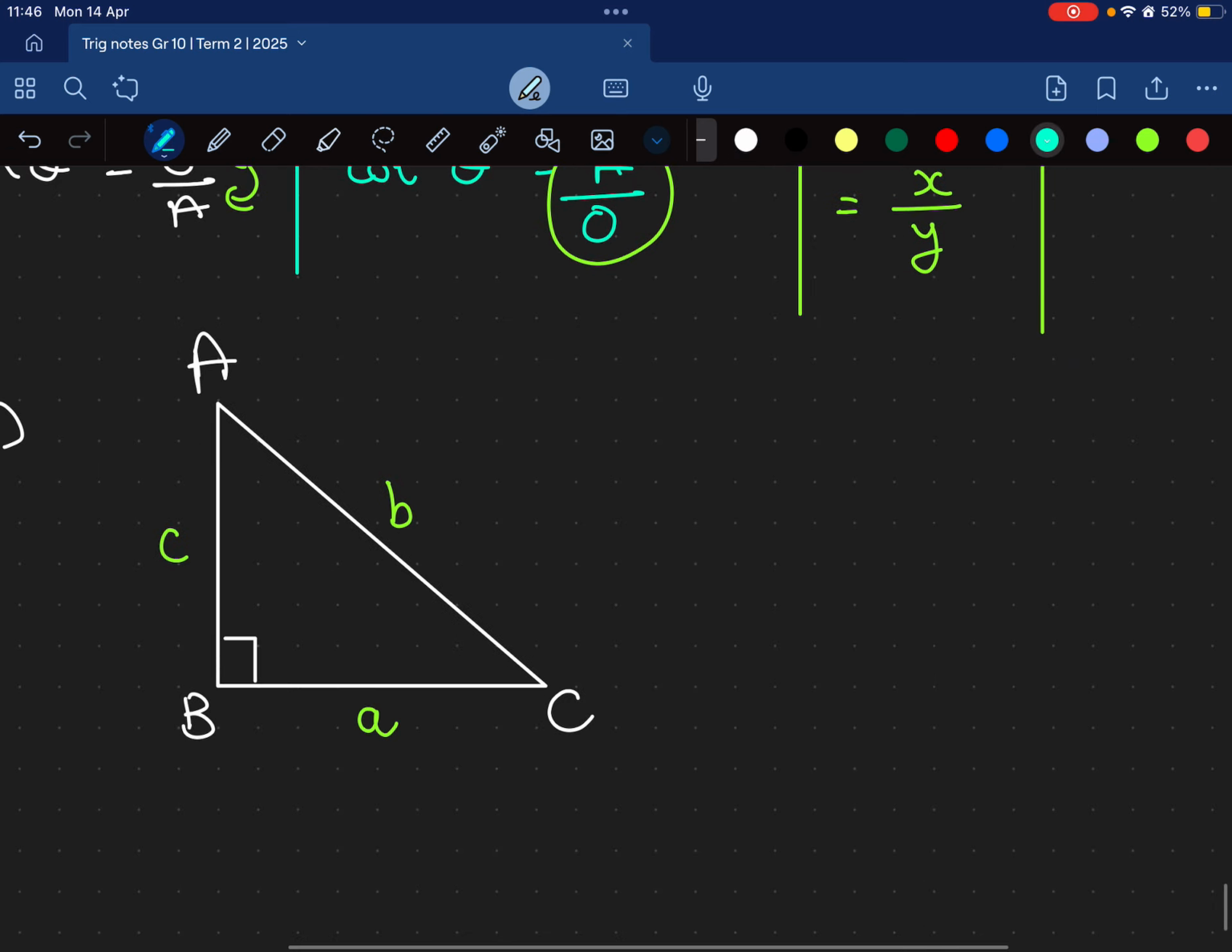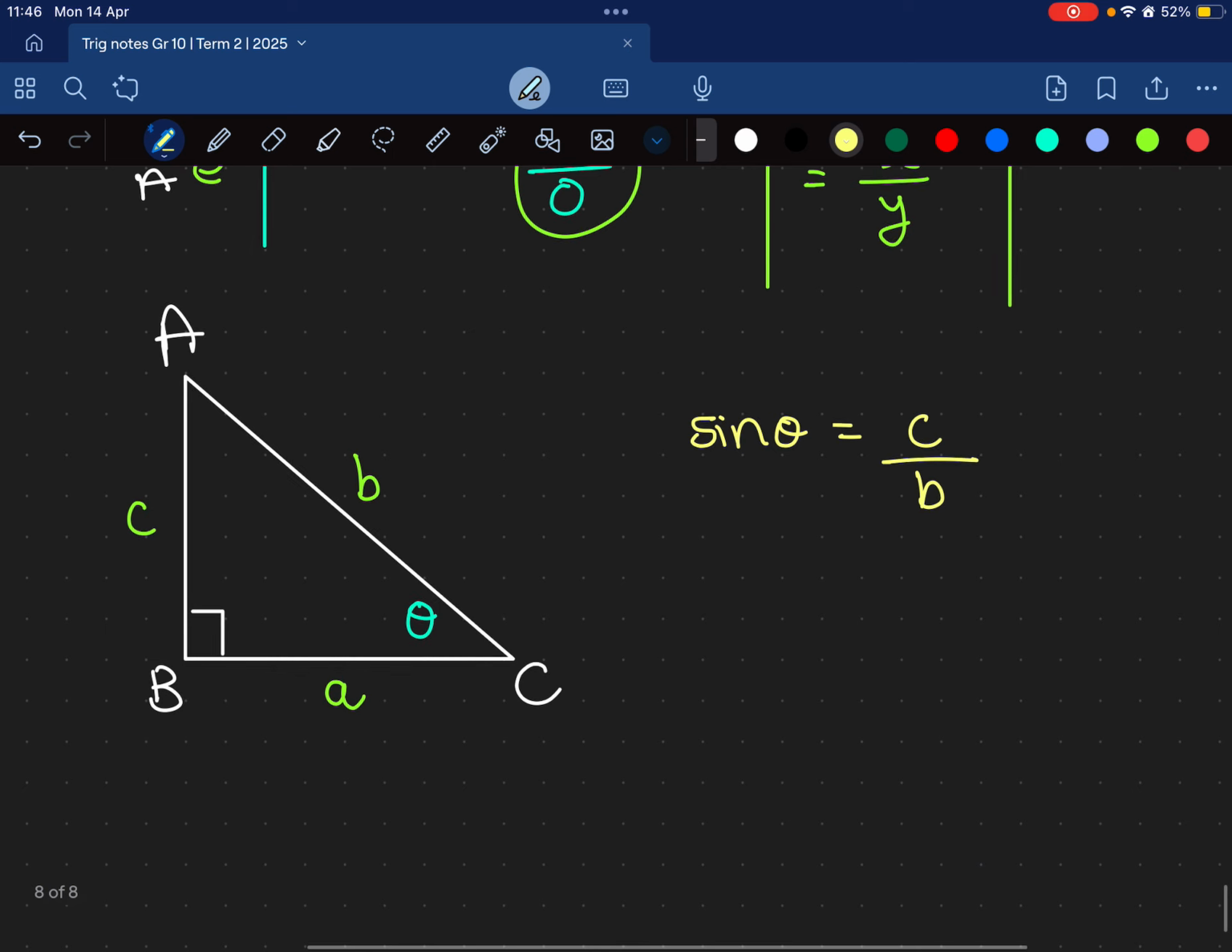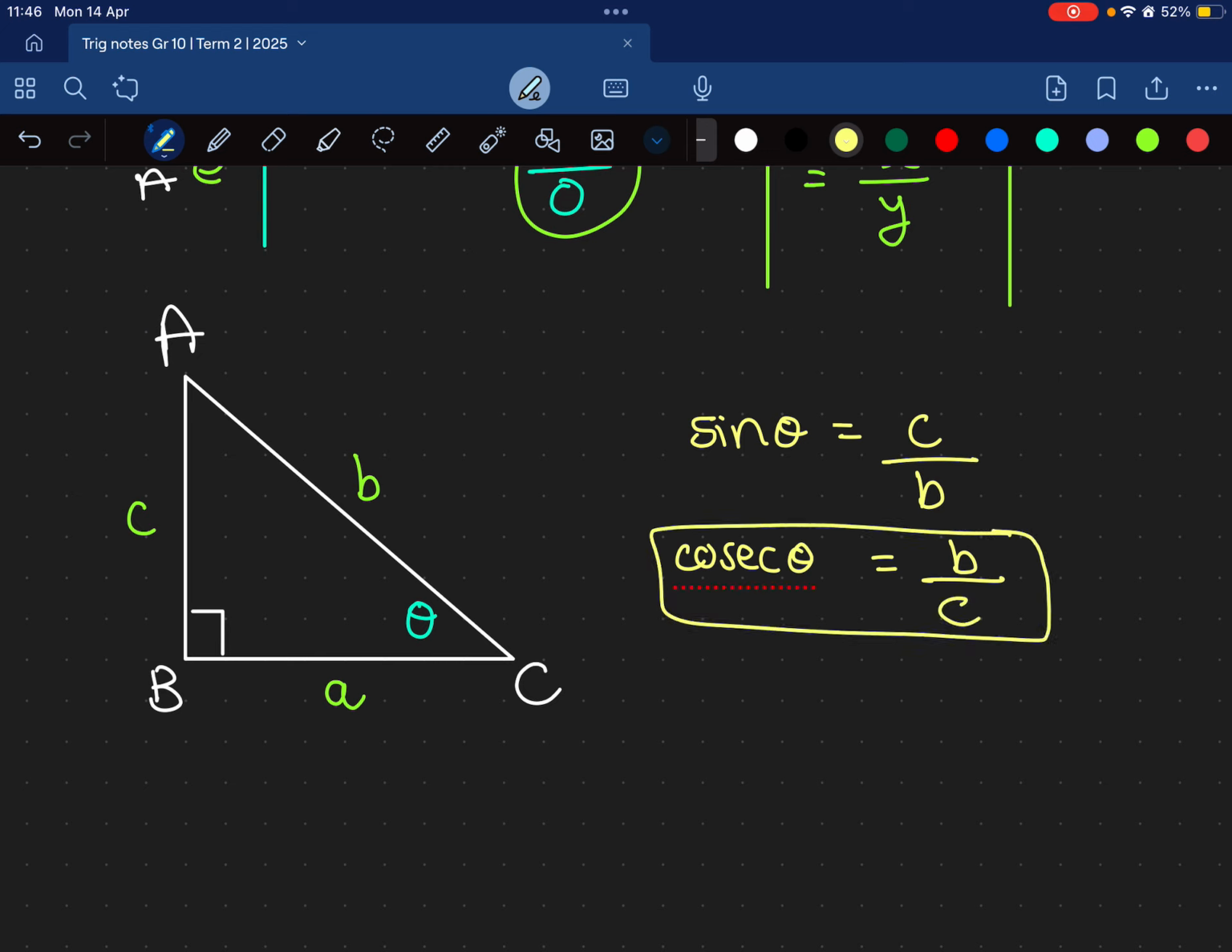So if theta is there, I can state, well, sine of theta is equal to opposite, which is C, over hypotenuse, which is B. Then I know that cosec of theta is going to be B over C. Okay, because we'll just swap it around.